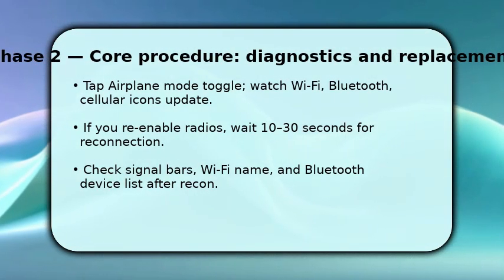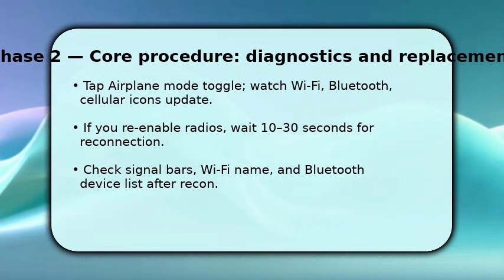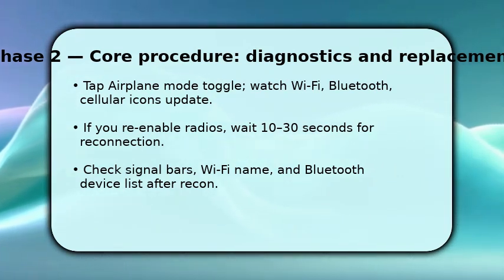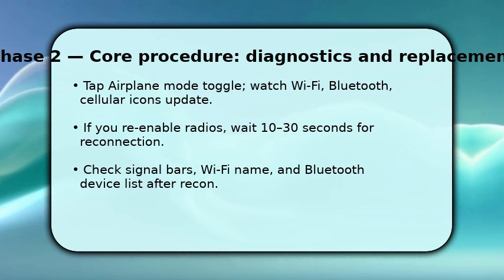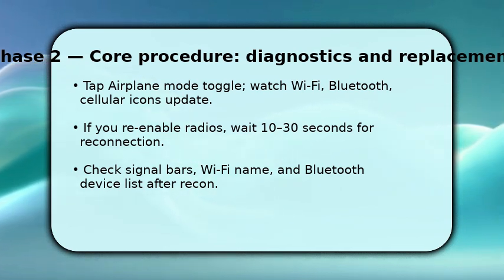Next, tap the airplane mode switch so radios re-enable. You'll see Wi-Fi and cellular icons return or change. Once you toggle it off, wait 10 to 30 seconds. This allows the modem and services to re-register with towers and networks.